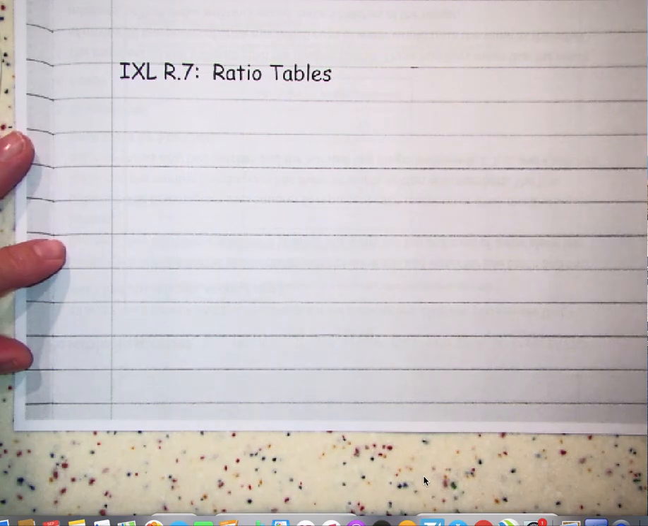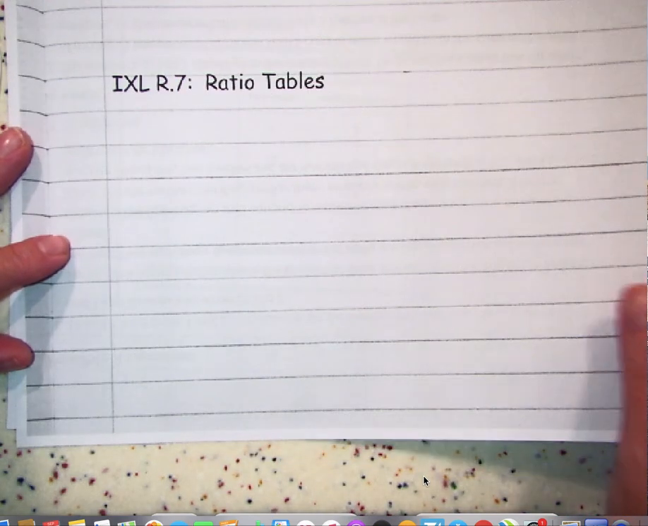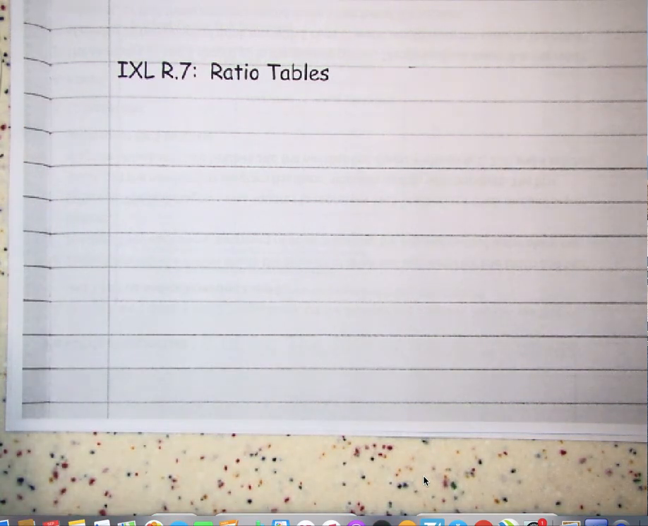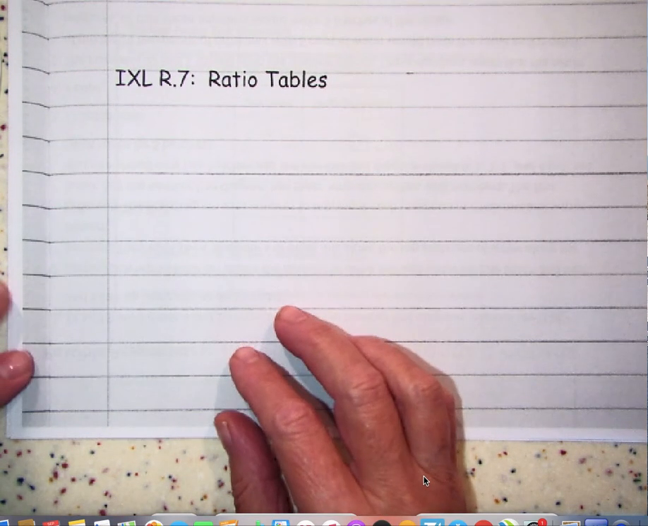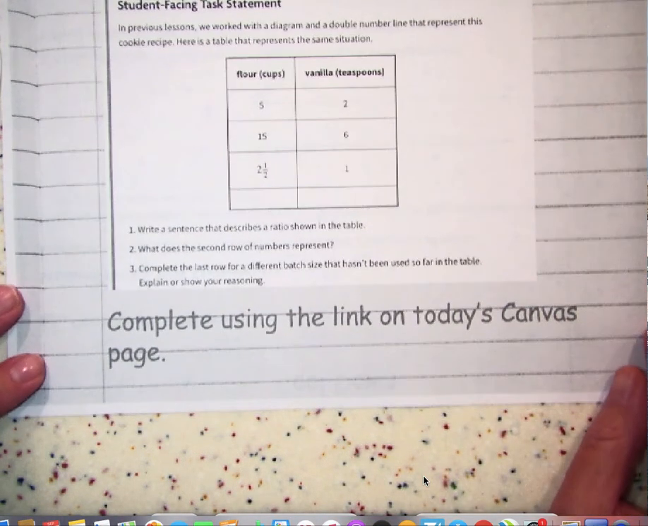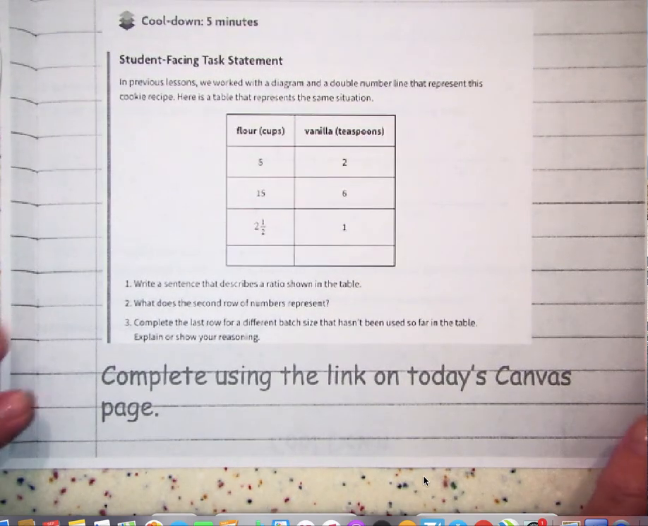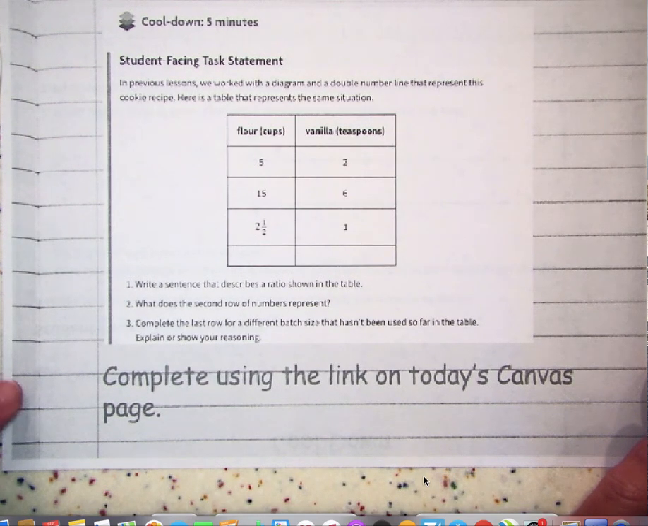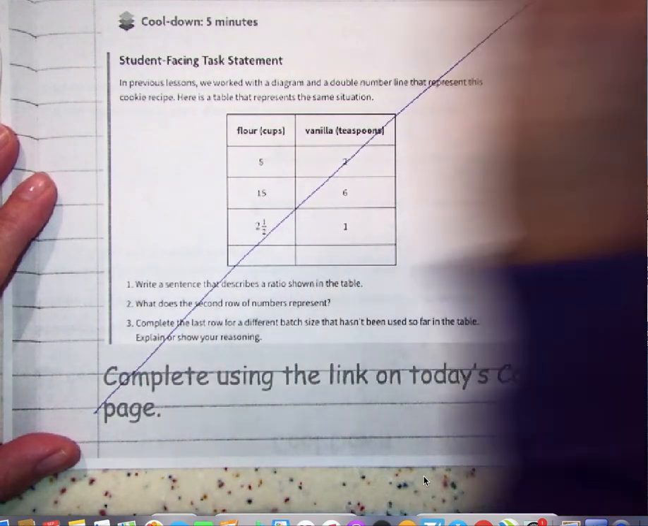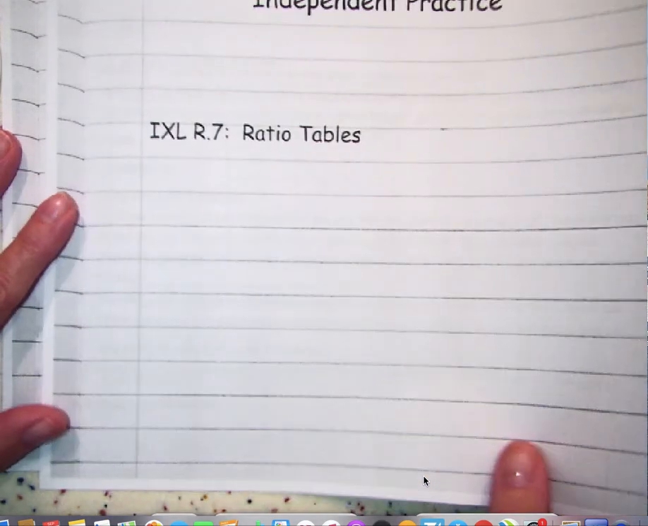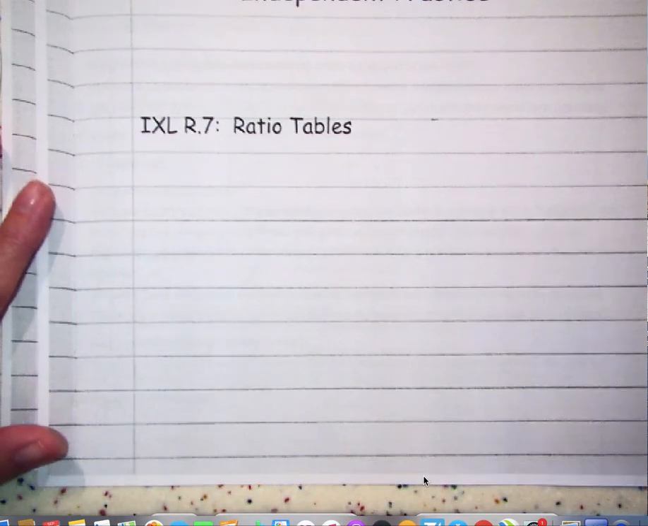Okay? So, now I want you to practice on IXL. I want you to go to R7 and practice those ratio tables. When you are confident, you can complete this cool down on the, you know what, scratch that. I'm not going to have you complete that cool down. If you'll just complete the ratio tables, that will be sufficient.